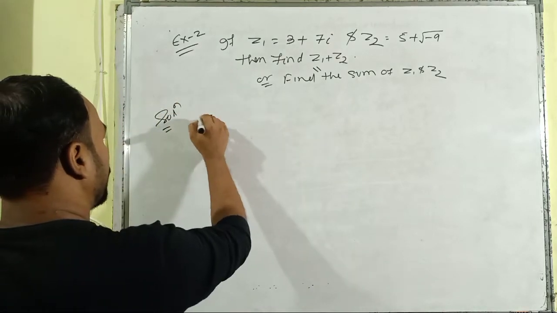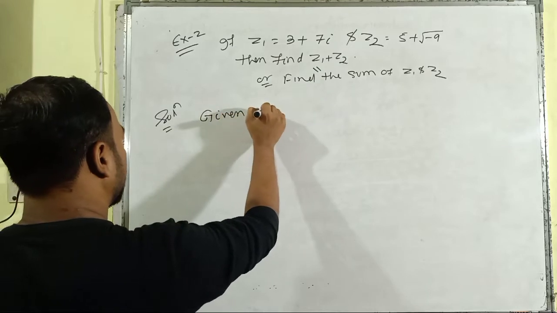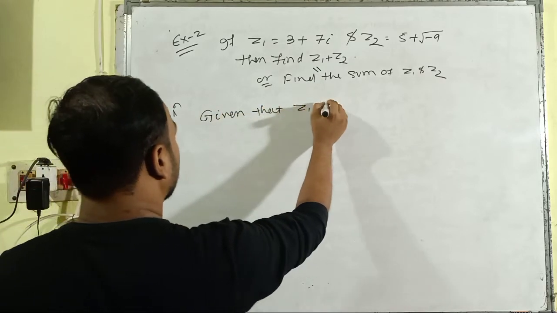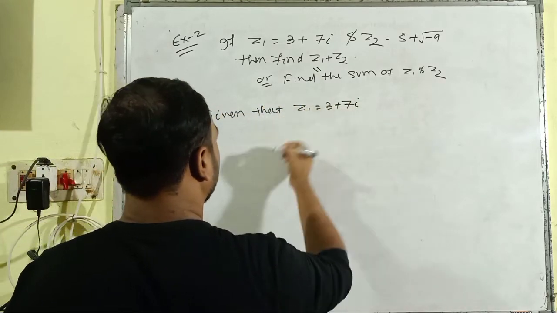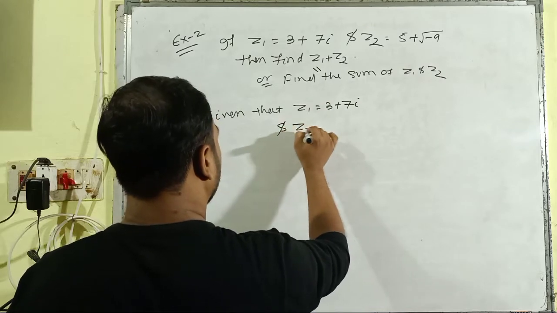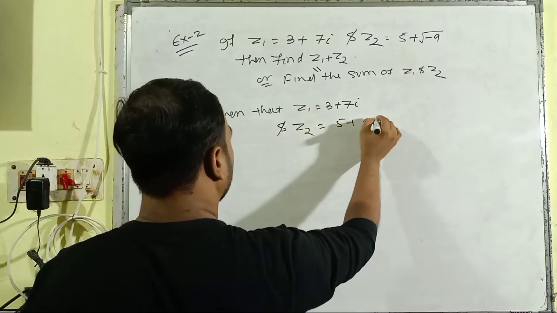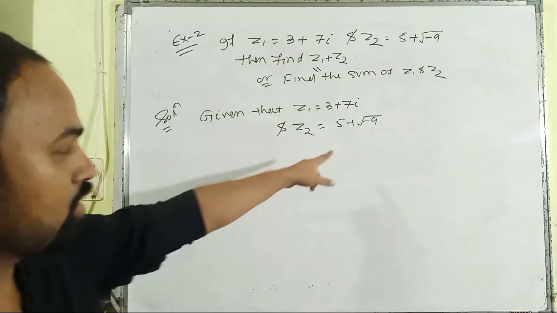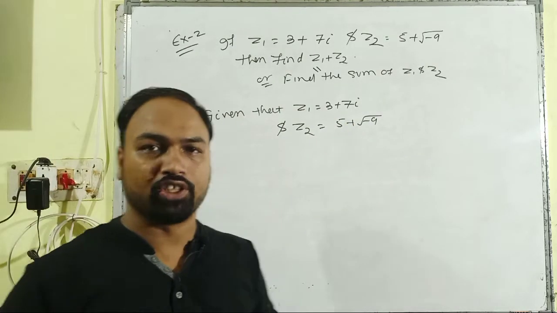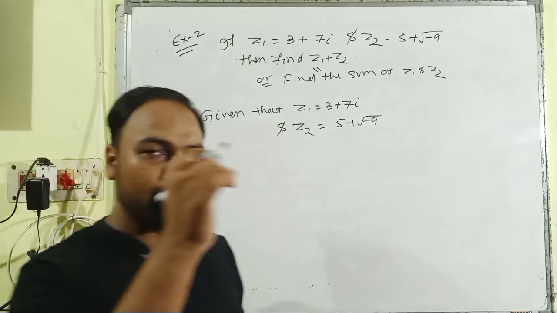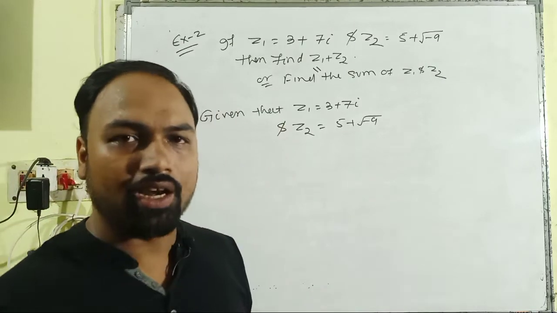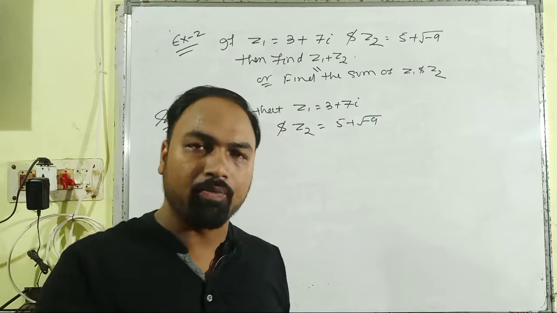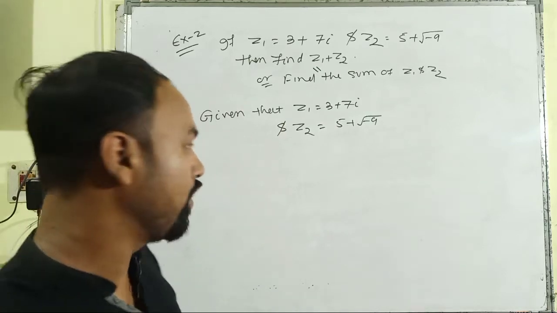First of all, we have to go through the given data. That means given that Z1 is equal to 3 plus 7i and Z2 is equal to 5 plus square root of minus 9. But you can see that this is not in the general form of complex numbers. That means we have to convert it into the general form, that is in the form of a plus ib, or you can say x plus iy.